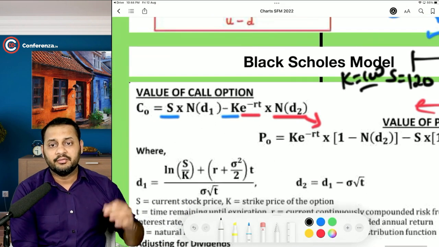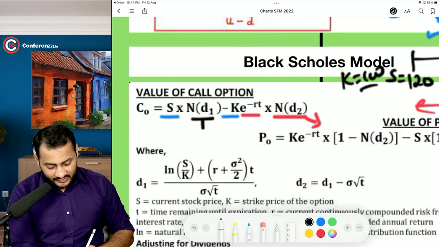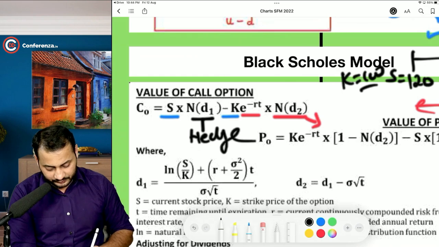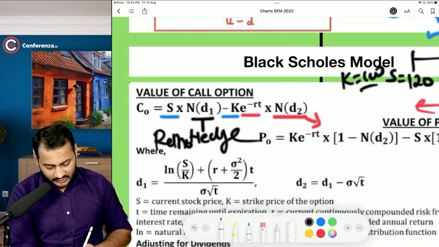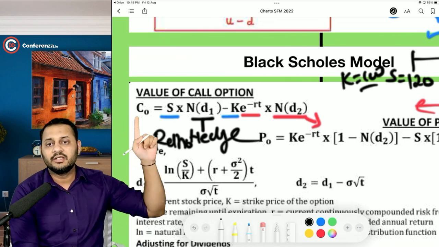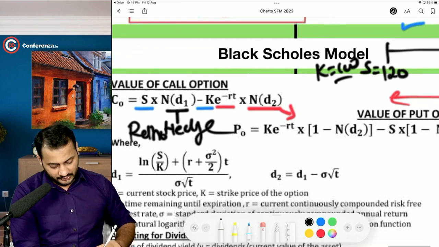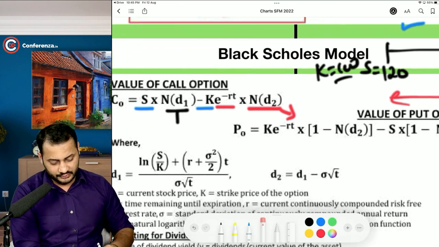Okay, sir. Then what is N(d1)? Not exercising the option? No, sir. N(d1) is called the hedge ratio. You will learn about the hedge ratio later on. So these are the 5 items in the calculation of the call option. Okay. Now I will just make sure.